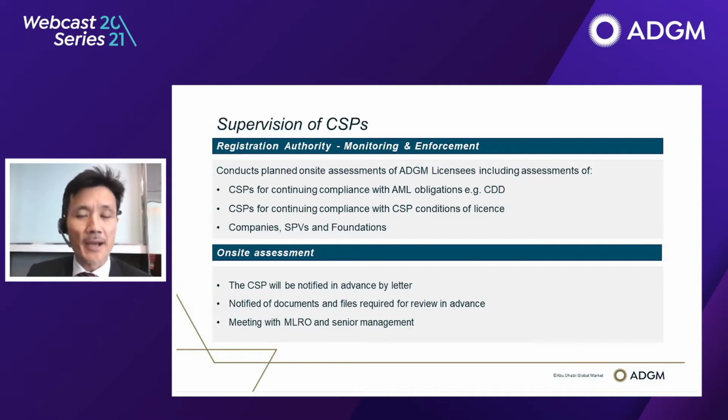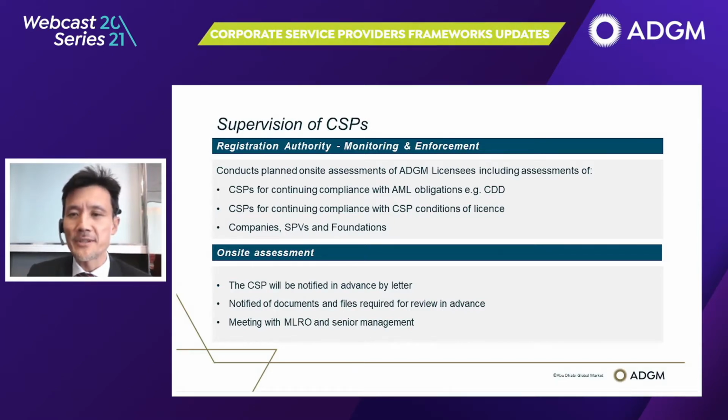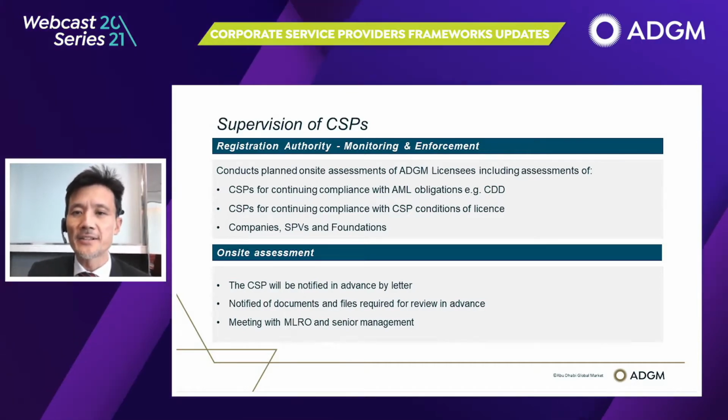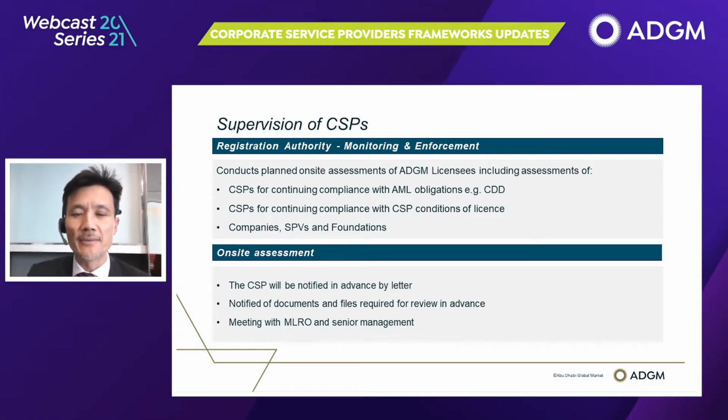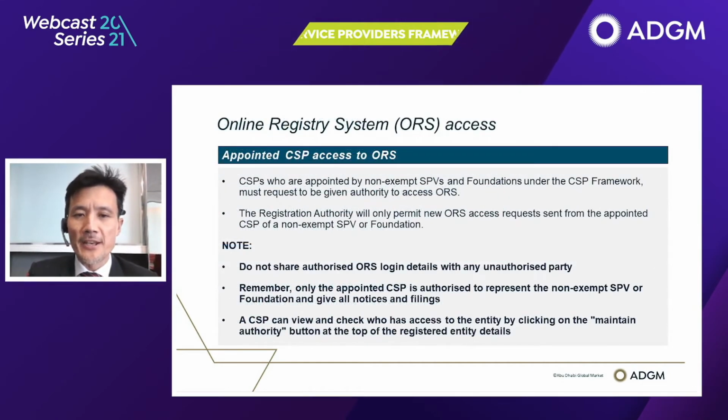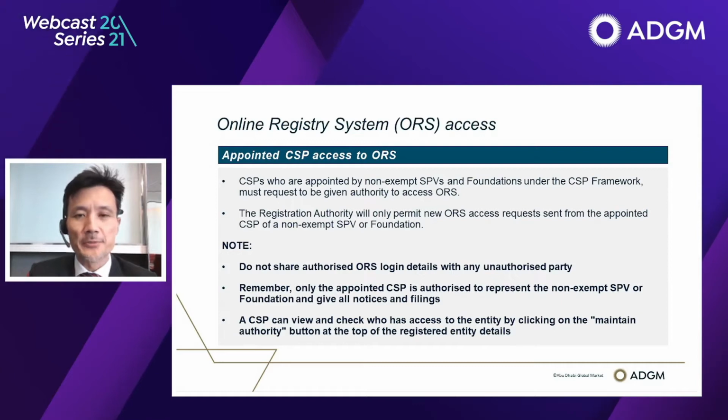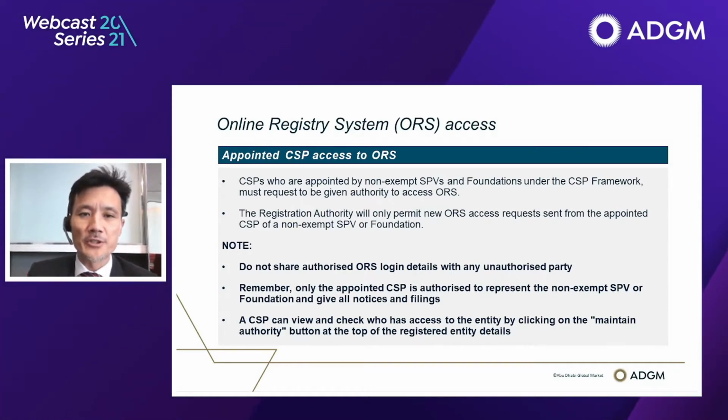Similarly, an ADGM company, SPV, or foundation may be selected for assessment. If you are an appointed CSP of the entity, you are authorized to represent that entity during the assessment. CSPs appointed by non-exempt SPVs and foundations under the CSP framework must request to be given authority to the ADGM online registry system, also known as ORS.